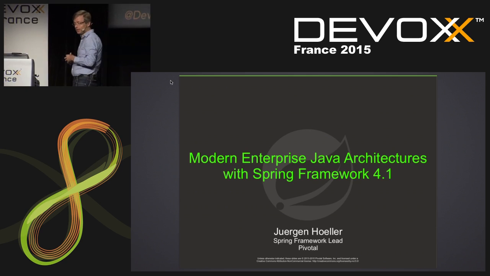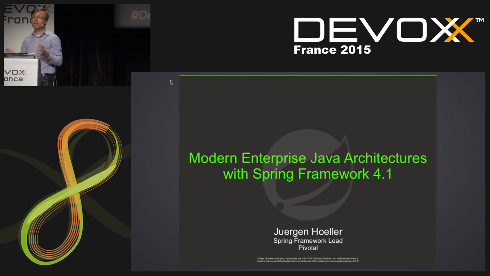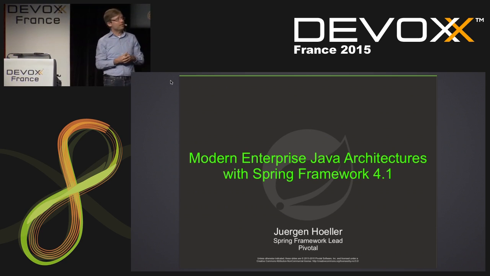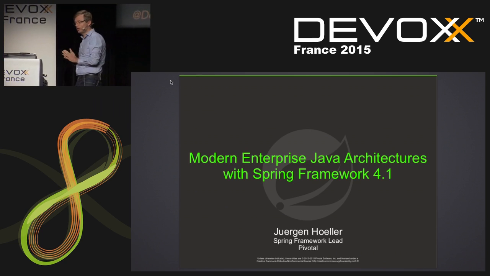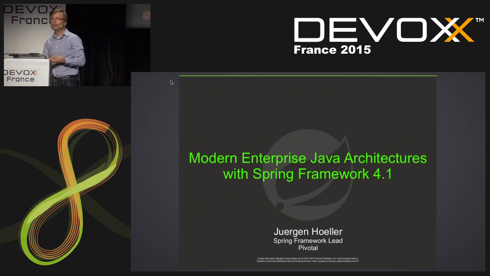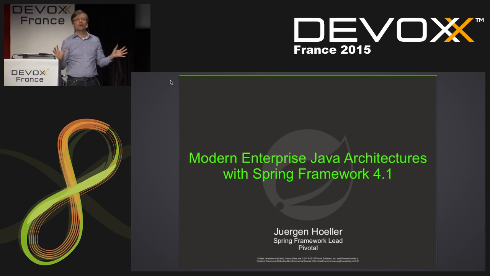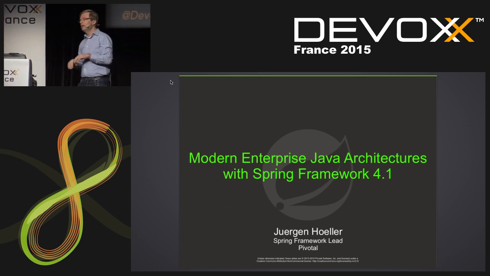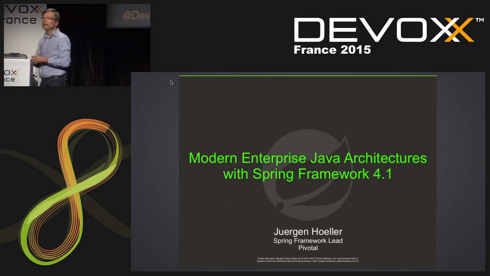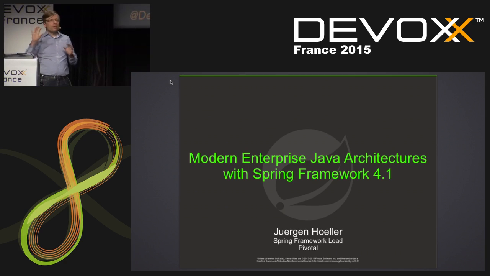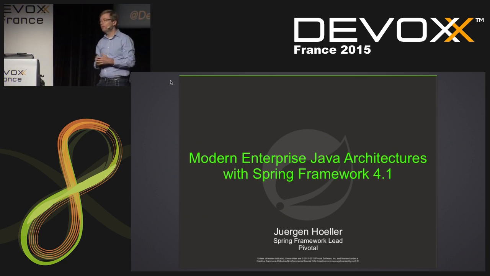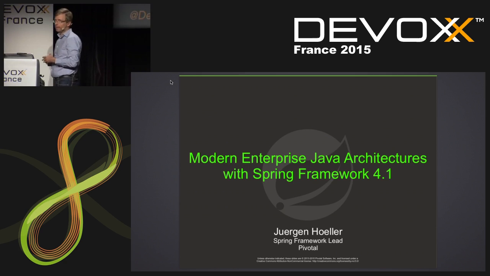Bonjour, welcome to this session on basically Spring Framework 4.x. It's titled, of course, Modern Enterprise Java Architectures with Spring 4.1 specifically. So we're going to talk about the state of the art, and that's at this very moment Spring Framework 4.1 and the ecosystem around it. I'm going to have just a very brief Spring Framework 4.2 outlook towards the end, since 4.2 is not actually that far away.